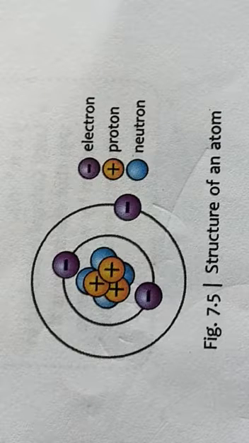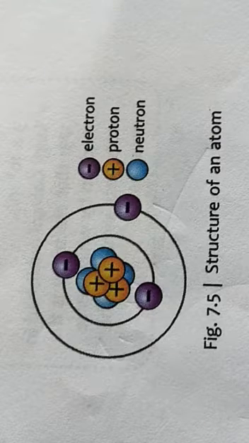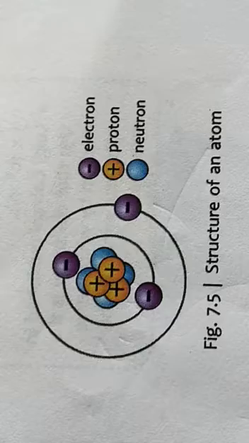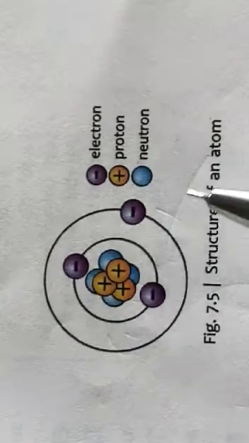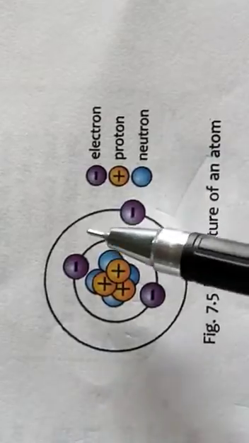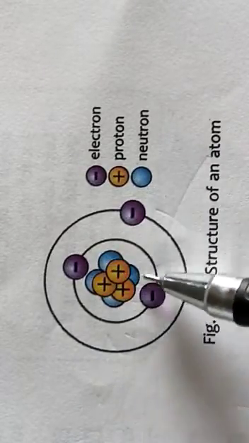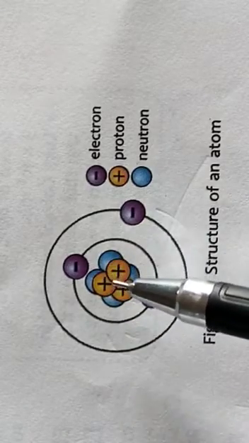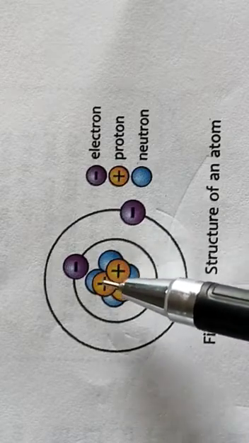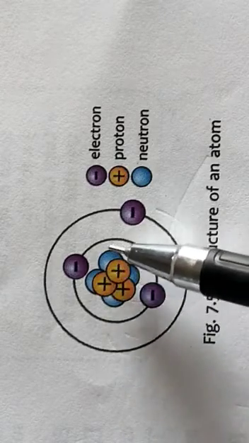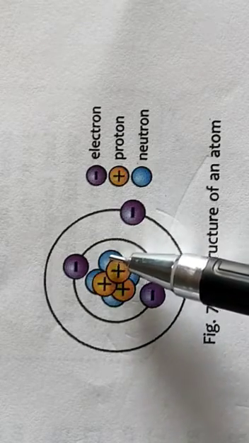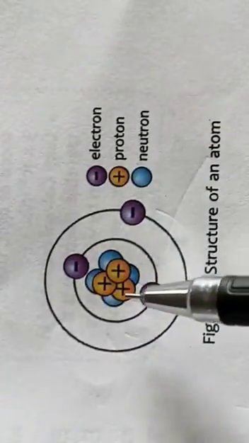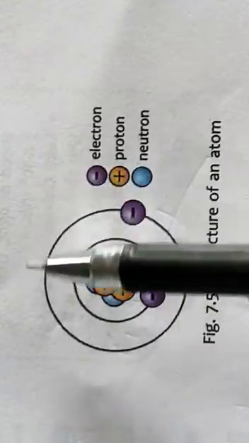Children, you all know very well that all substances and objects are made up of tiny particles called atoms. You can see the structure of an atom here. An atom consists of a centrally placed nucleus. Inside the nucleus, what is there? Protons and neutrons. The positively charged particles are called protons, and the neutrons are neutral particles inside this nucleus. The electrons revolve around the nucleus of the atom in fixed orbits.